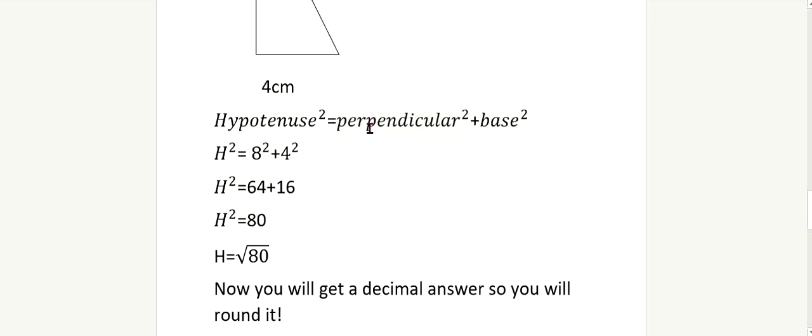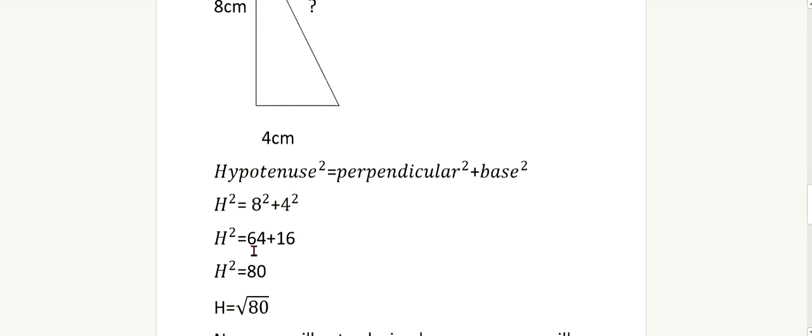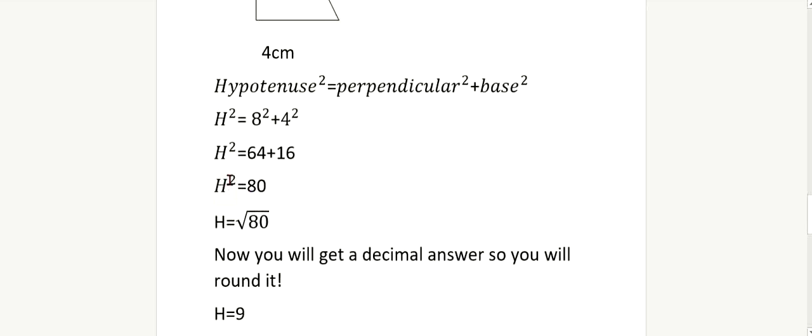So our perpendicular was 8 centimeters, so 8 squared, plus base was 4, so 4 squared. So 8 squared is 64, and 4 squared is 16. So that equals 80. Now this square goes to our right-hand side. So we have root over 80.